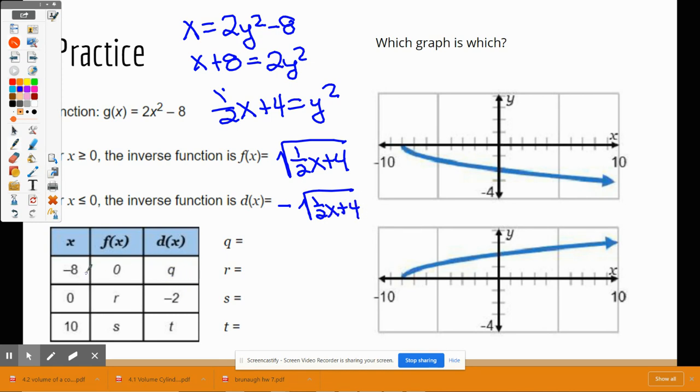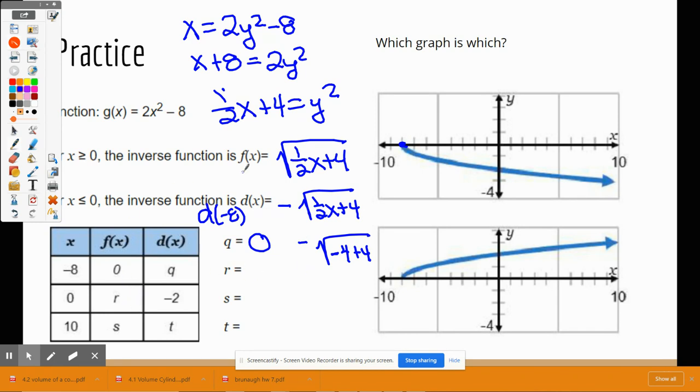So what would Q be? Q is plugging -8 into D. If you plug -8 into D, you'll get the negative square root. Half of -8 is -4. -4 plus 4 is 0, so that will be 0. And take a look. On my graph, this is the D graph, D of -8 is 0.